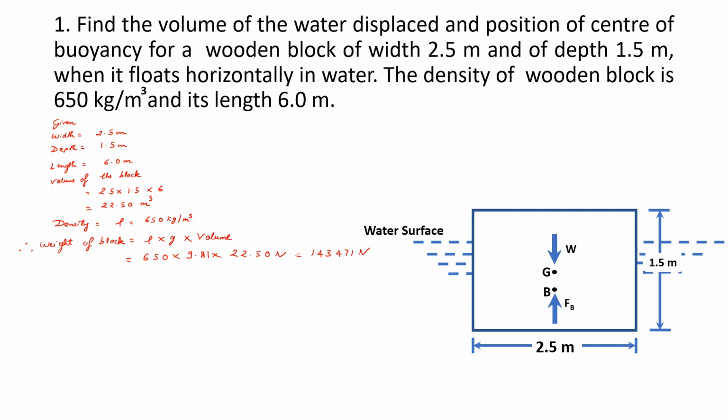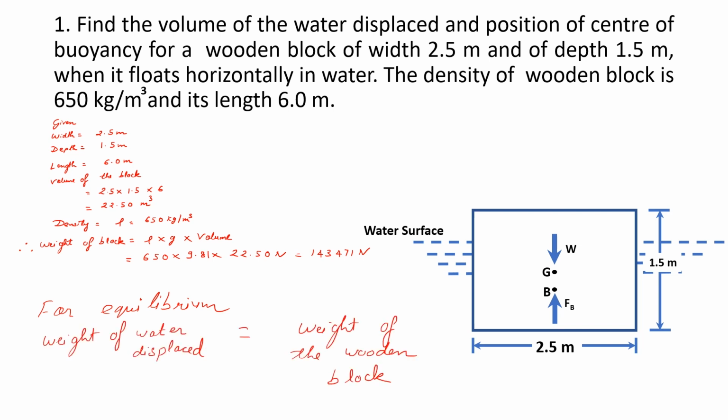As this block floats on the water, we will apply the equilibrium condition here. For equilibrium, the weight of the water displaced will be equal to the weight of the wooden block. So the weight of water that this wooden block displaces will be equal to the weight of the wooden block, that is 143,471 Newton.